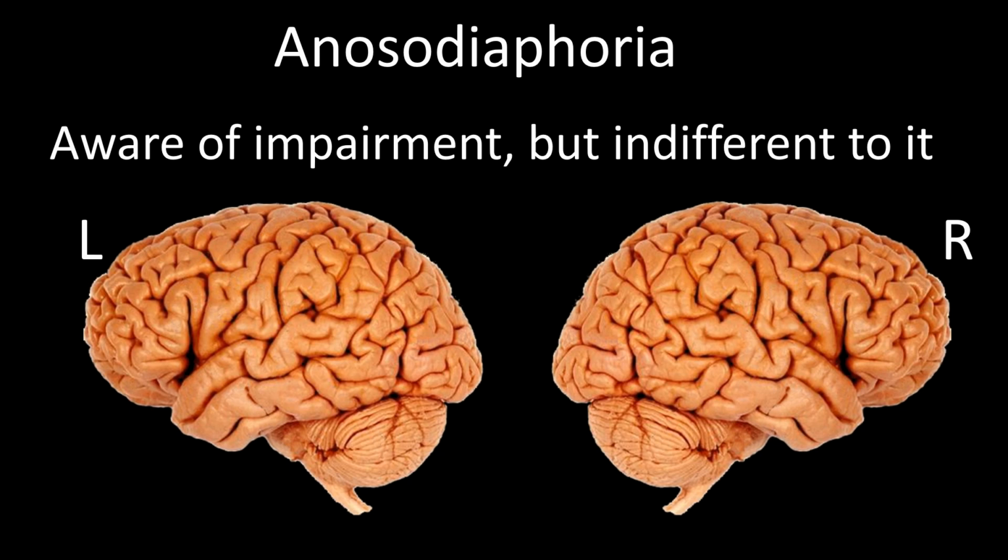Anosodiaphoria has occurred in patients with right hemisphere lesions at multiple sites. Lesions producing anosodiaphoria have been reported mainly in the right parietal region, but also in the temporal lobe.